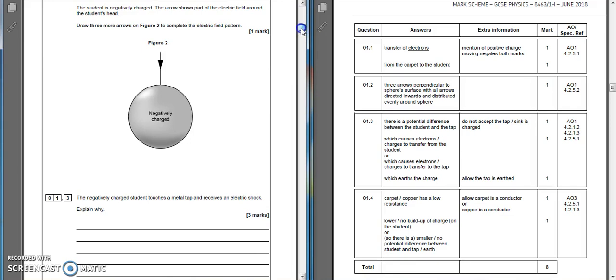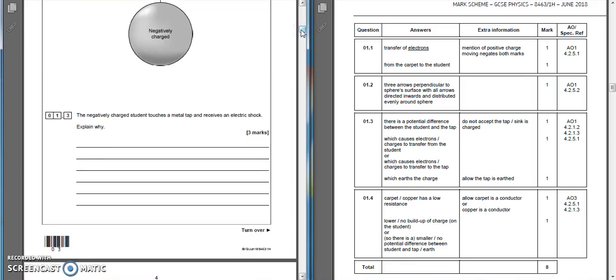For 1.3, the negatively charged student touches the metal tap and receives an electric shock. Whenever you're looking at a charge flowing like that, you can start off by saying the first point is there's going to be a voltage, or a potential difference between the two of them. Just like when you see a Van de Graaff in class, when it charges up, it generates quite a large potential difference. That's what's needed to create the spark.